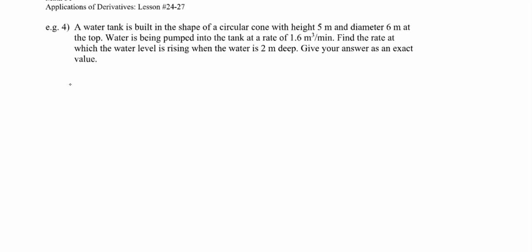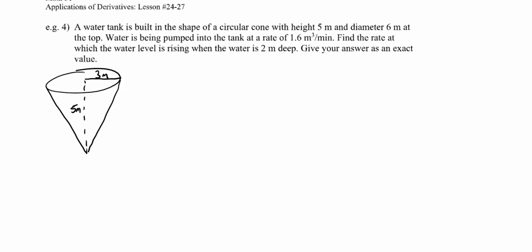Okay, so first thing let's do, let's make a picture. So this cone, they tell us, has a height of 5 meters. And it'll be a bit more useful just to write down the radius right now, even though they gave us the diameter. So what's the radius? 3. Yeah, 3, right? So 3 meters. Okay, so that's the height and the radius of that cone, right?